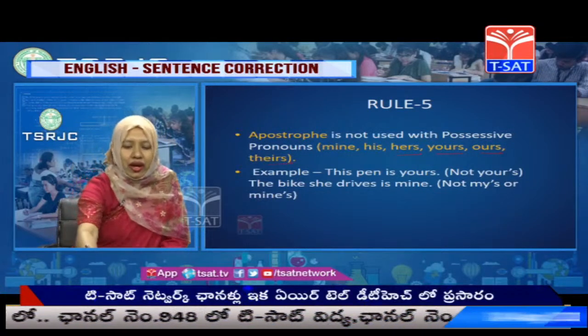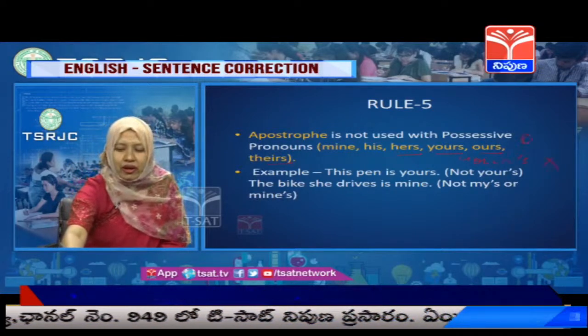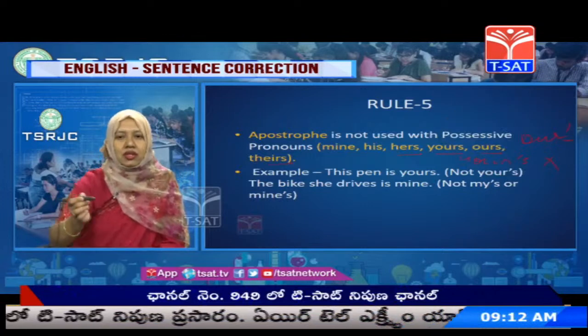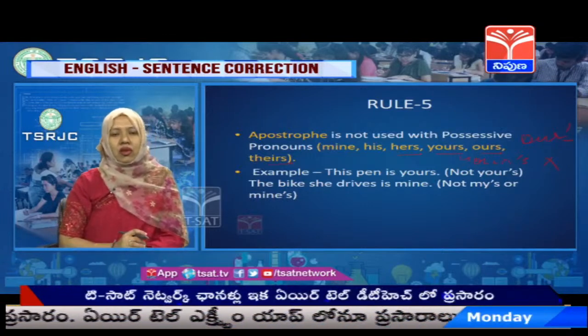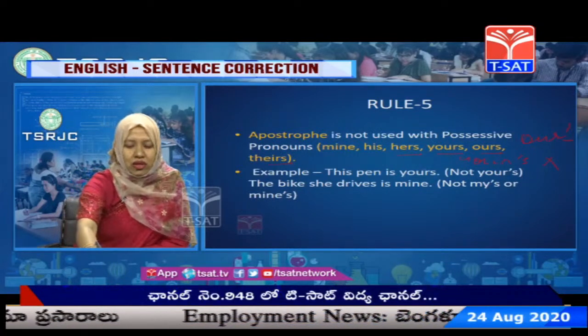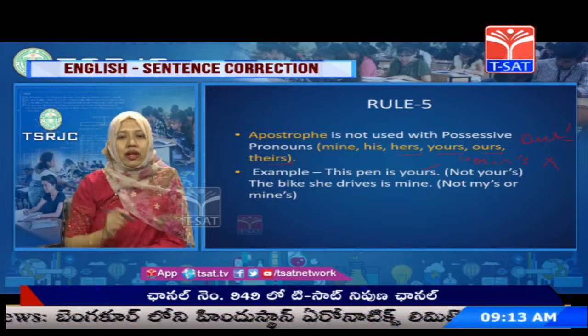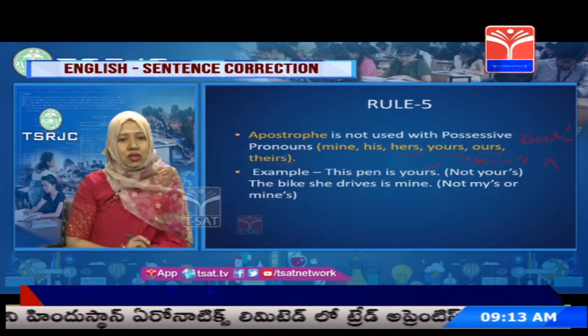You should never write your's. This is wrong. You should never write our's. This is also wrong. For example, the pen is yours. Always use it without an apostrophe. This is the correct way of writing. Writing yours with an apostrophe is wrong.